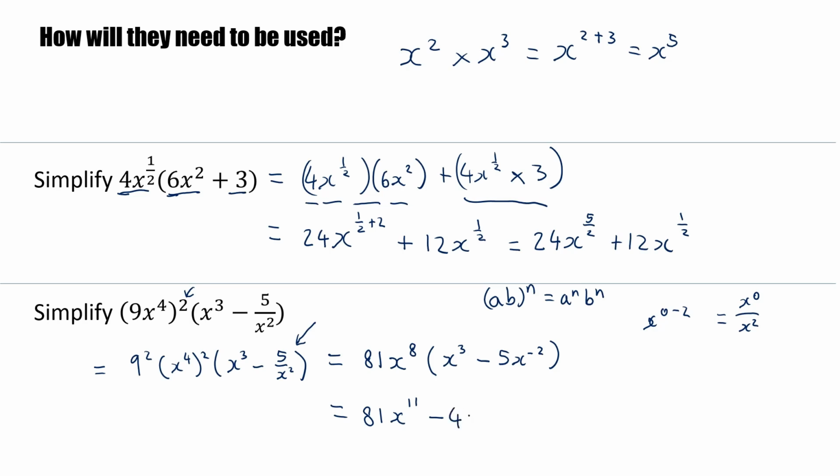You'll get 405. And then, timesing the power things together, we've got x to the power of 8 times by x to the power of -2. I know that's a negative, but we're still going to add the powers. So it's 8 plus -2. And 8 plus -2 is, of course, 6. So therefore, we're going to have x to the power of positive 6. So that's that one, what that one simplifies to.